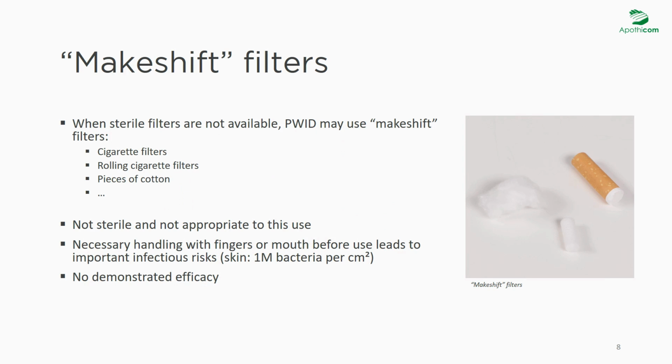Now we have seen the main notions involved in filtration of substances, so we will now get to the different types of filter. And first of all, makeshift filters. Makeshift filters are used when sterile filters are not available, and they include cigarette filters, rolling filters, and various pieces of cotton.